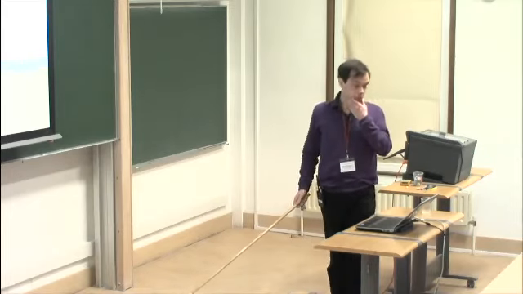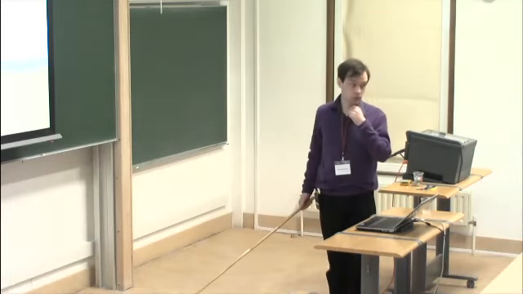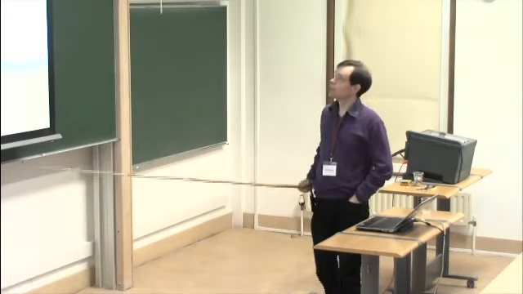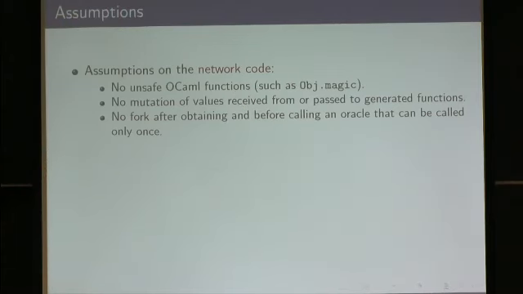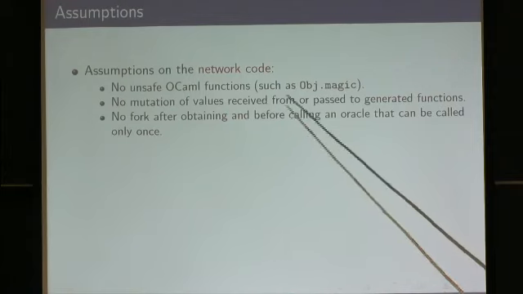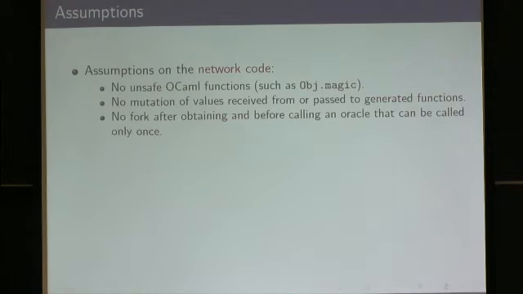So we need to have some assumptions on the code for this to be correct. One thing is that we must not use unsafe OCaml functions, such as Obj.magic, which allow you to bypass the type system and to break the memory safety of OCaml. You also must not mutate values that are received or passed to the functions that are generated by CryptoVerif.